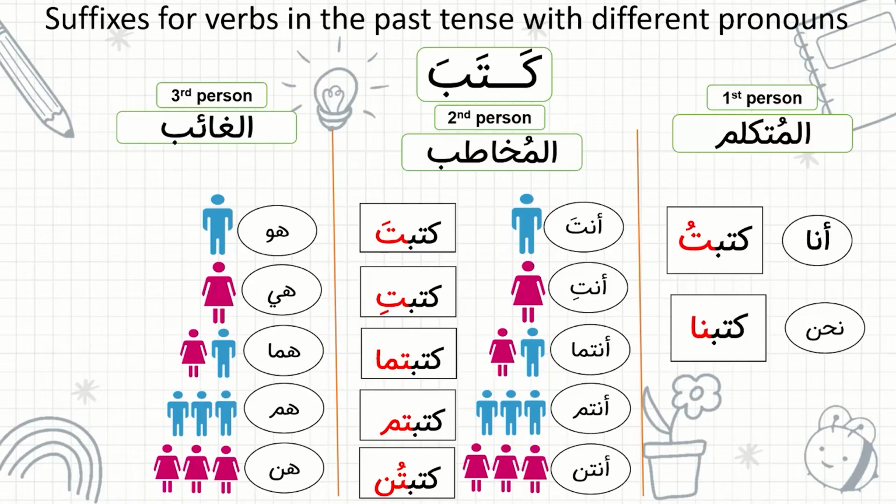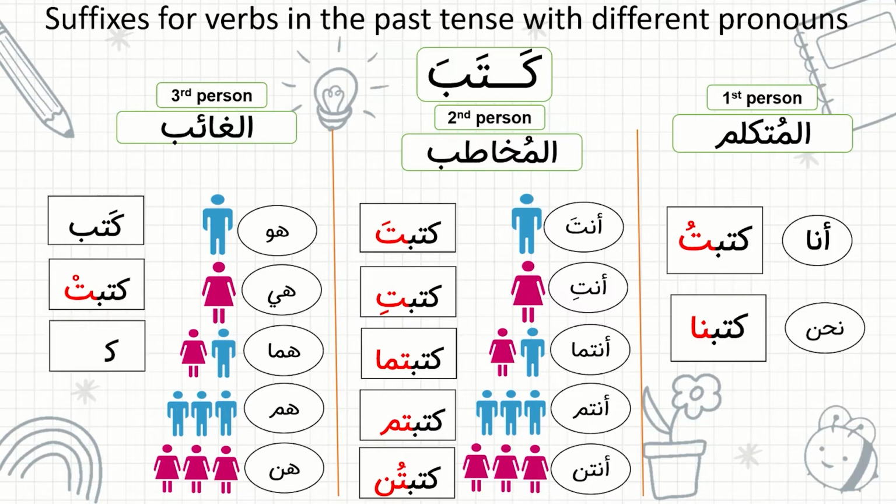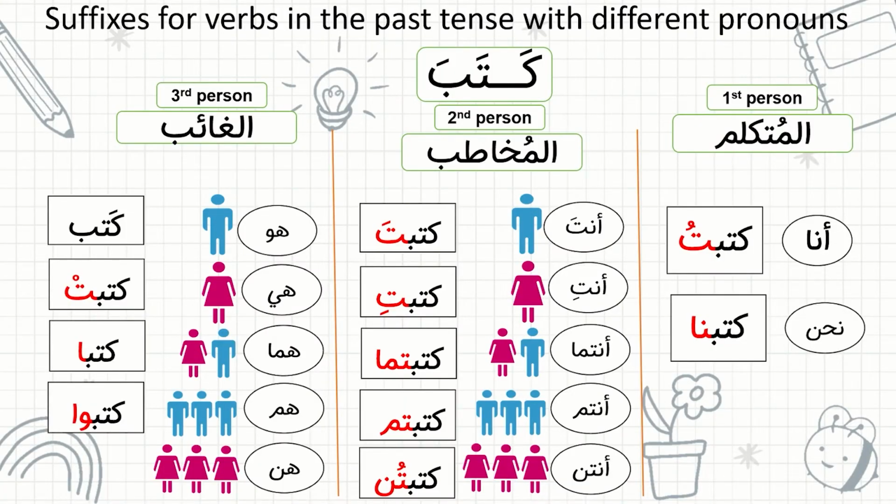أنتن كتبتن. For the third person, with هو, it will be كتب. No suffixes. With هي, it will be كتبت. تاء وسكون. With هما, it will be كتبا. ألف. With هم, it will be كتبوا. Be careful. Here I said كتبوا, I did not pronounce the alif, because actually this alif is silent. Any word that ends with waw and alif, this alif should be silent. So the correct pronunciation is كتبوا. With هن, it will be كتبن. The suffix will be noon.